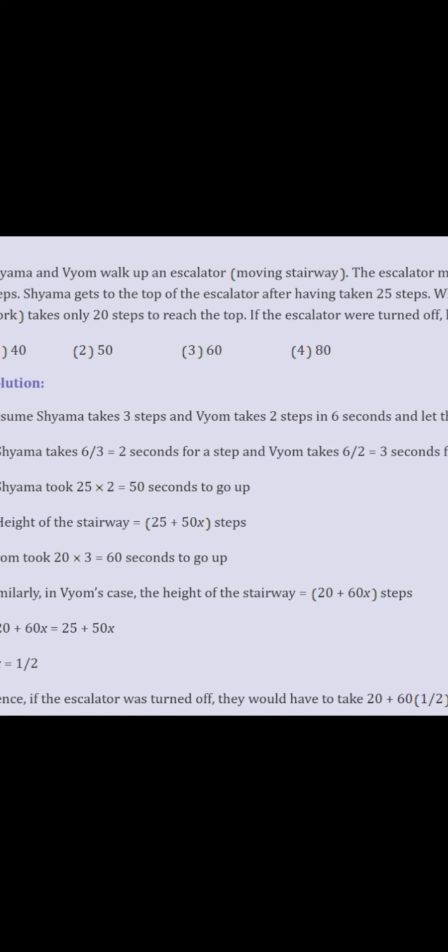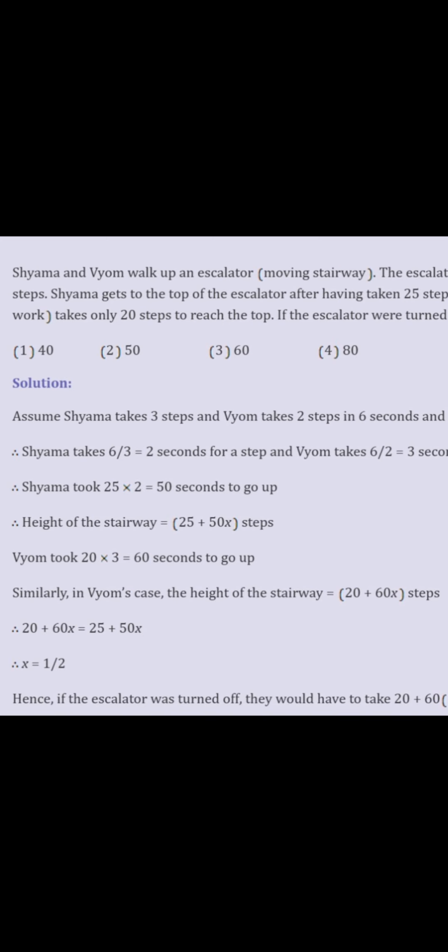So Shama takes 25 steps to reach the top of the escalator, and Vyom, because he is of a slower pace, when he is moving up, the escalator is moving more than him. Meaning the escalator is doing more work than him because he's slower than Shama. So, because of his slower pace, which lets the escalator do a little more of the work, he takes only 20 steps to reach the top. So, the rest of the steps are taken by the escalator.